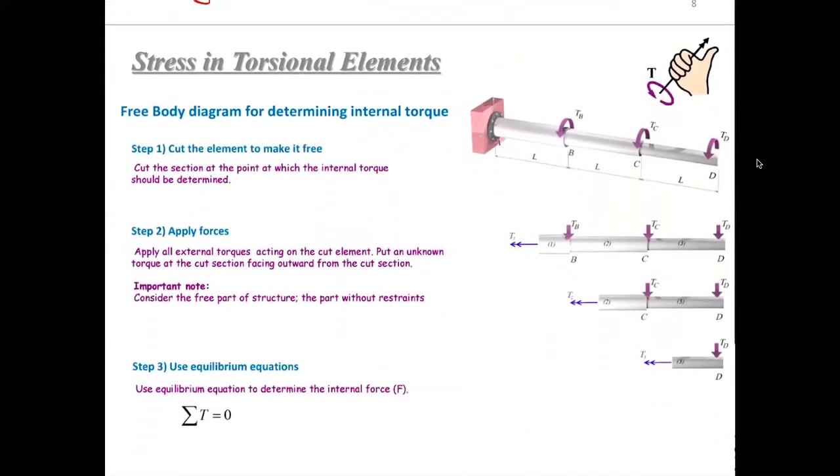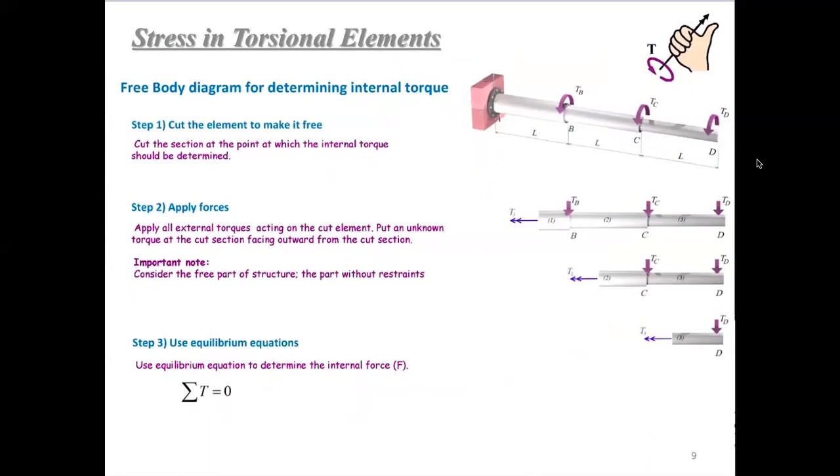In the three steps, the first step is the free body diagram. As I promised, let's review the process of using free body diagrams to determine the internal torques in these torsional elements. I provided an example here. So you have three sections, A, B, C, D. Point A is fixed. Then at points C, B, and D, you add three external torques. Here we will follow the three steps, which are very similar, if not the same as the previous steps.